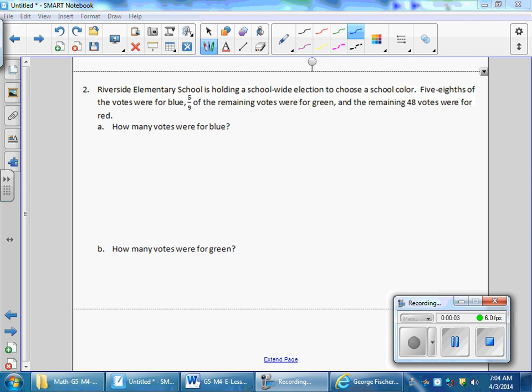Okay, we're on Module 4, Lesson 16, homework, question number 2. Read, draw, write is the strategy I'm going to use here. And again, tape diagrams are a wonderful strategy that we're going to continue to practice. Riverside Elementary School is holding a school-wide election to choose a school color. 5/8 of the votes were for blue, 5/9 of the remaining votes were for green, and the remaining 48 votes were for red. How many votes were for blue?